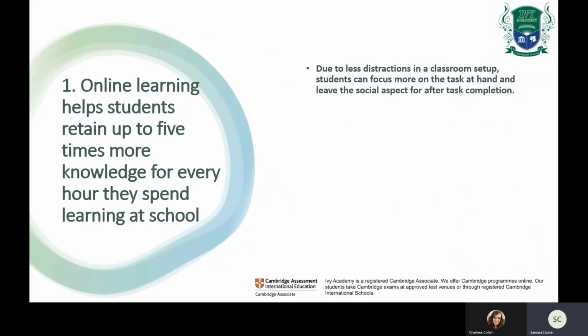So obviously, firstly, we know that there are a lot of distractions in a classroom setup, and students can focus more on the task at hand and leave the social aspect for after task completion if they were to do e-learning. Students get to e-learn from wherever they want. That could be home, at a center. So this is one aspect of online learning.